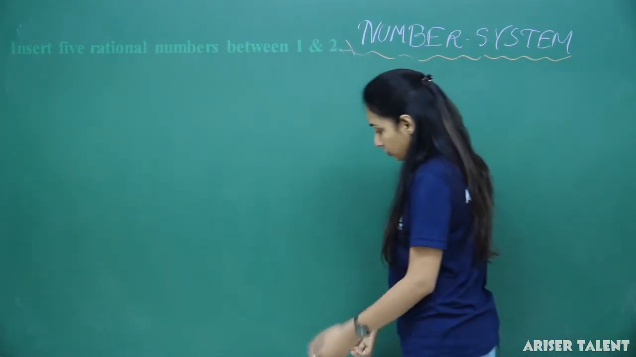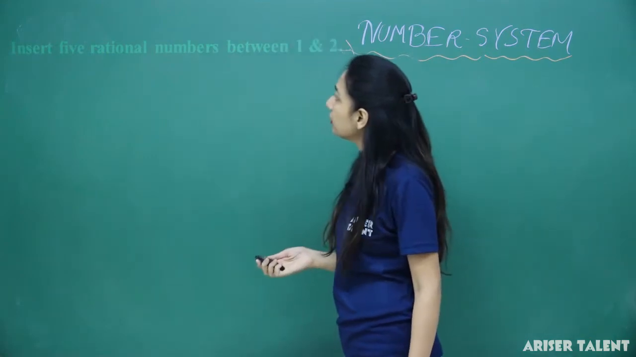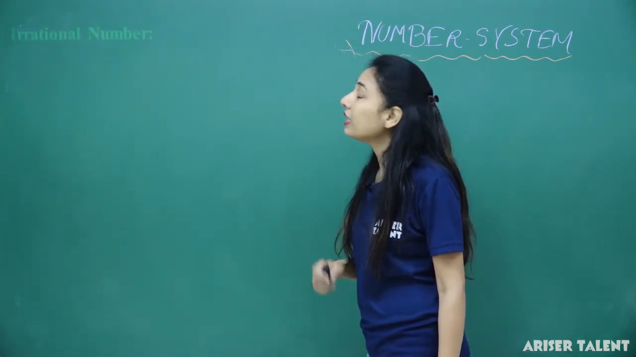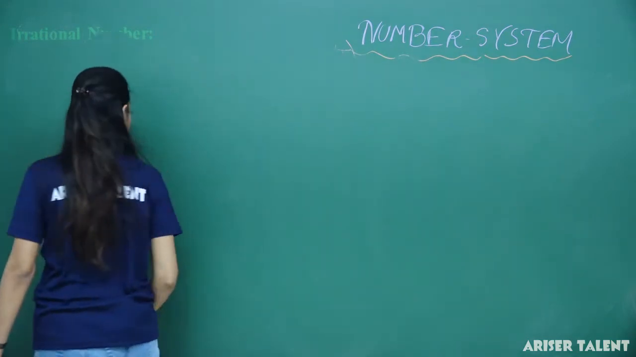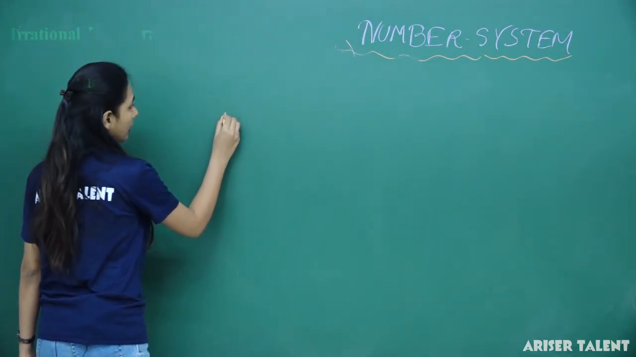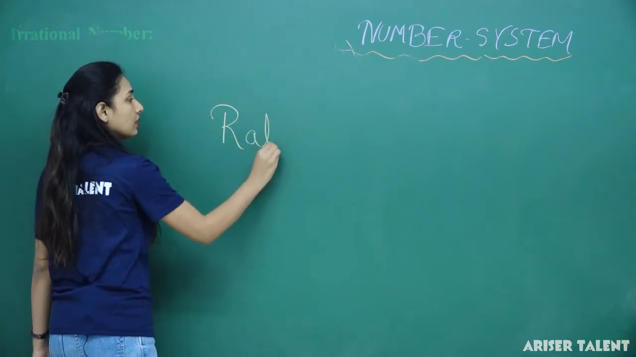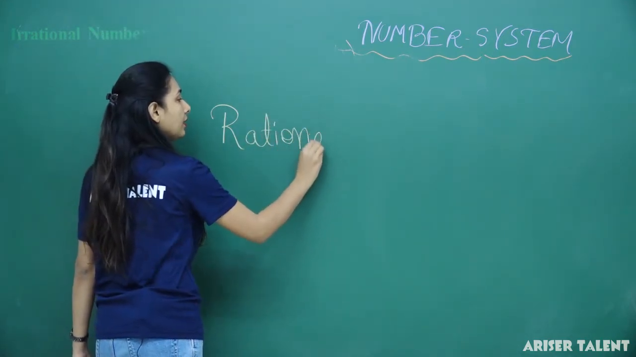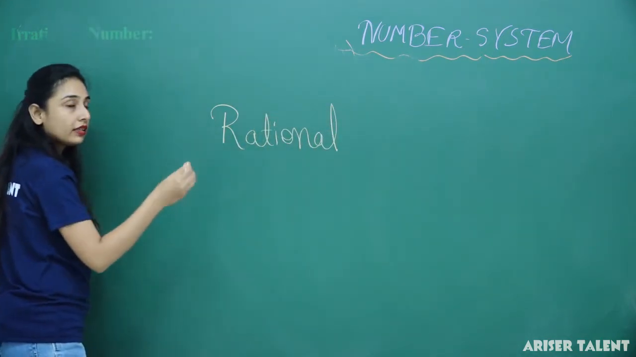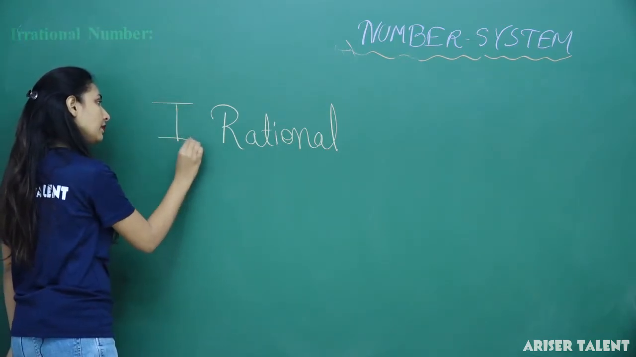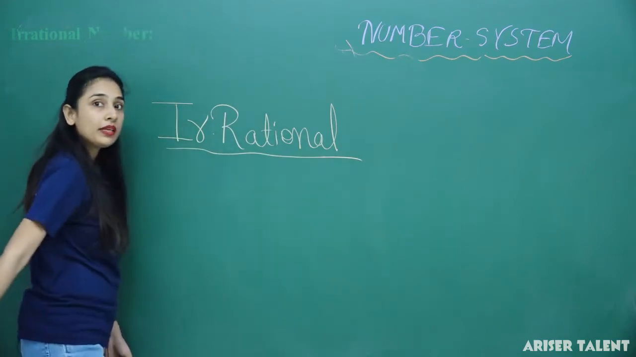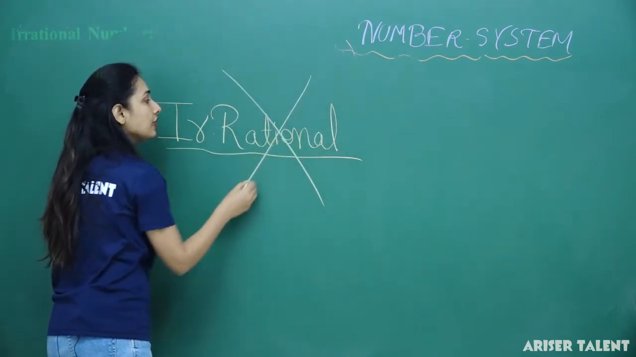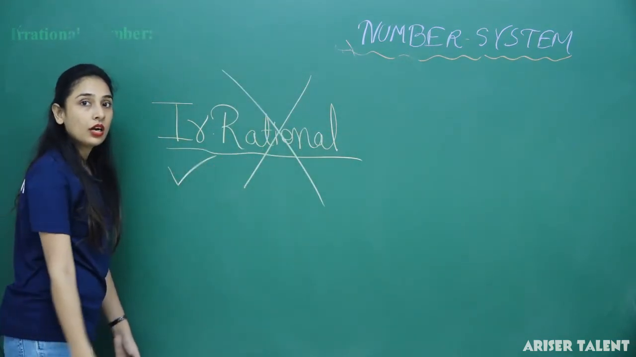Okay, so this is our question. And irrational number. An irrational number is something that cannot be a rational number. So, if I write this rational number and put this IR here, that will become irrational number. That means which is not rational is irrational.